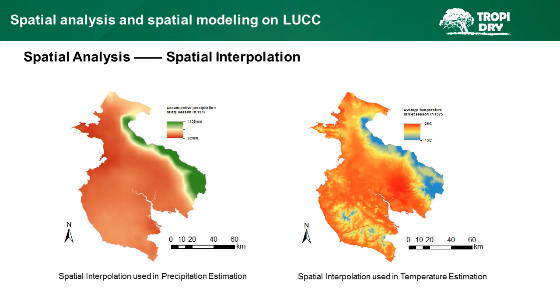The left figure illustrates the estimation of accumulative precipitation in Guanacaste, a province in Costa Rica, based on 18 stations data. The green means high precipitation. The other one is the estimation of the temperature in Guanacaste based on the same stations. In a similar way, the right represents the high temperature. For spatial interpolation, basic methods include inverse distance weighting and kriging.